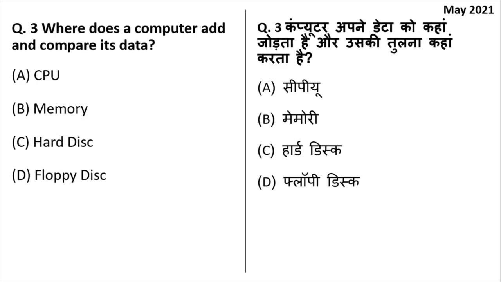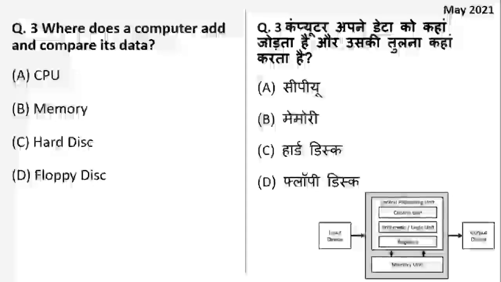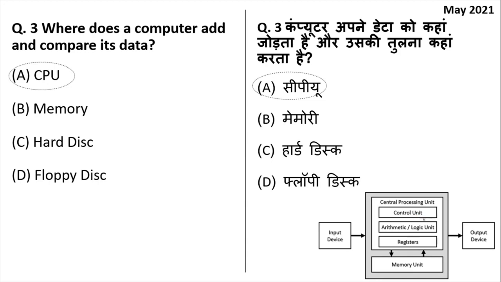Where does a computer add and compare its memory or its data? A computer is responsible for modification of data. It works on data. So where in the computer is this comparison done? It is done in the CPU. The CPU consists of three components: control unit, ALU (arithmetic logic unit) and memory unit. This comparison is done by the ALU, which is inside the CPU. So among these four options, the right answer is option A. Comparison of data is done by the CPU.